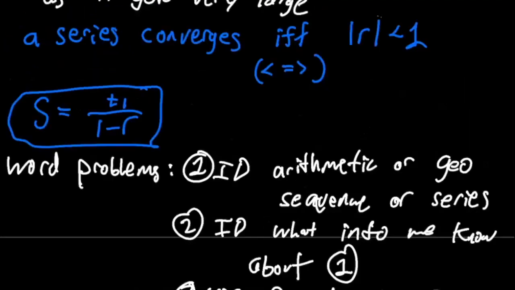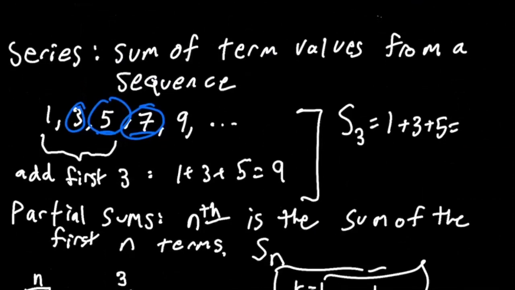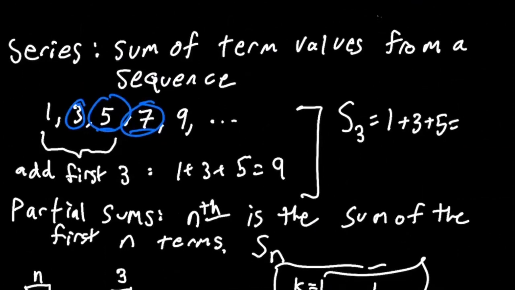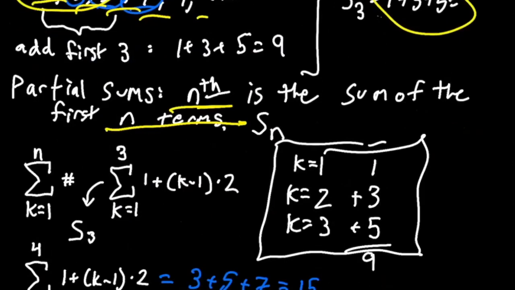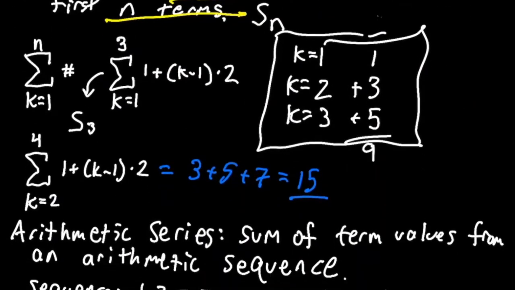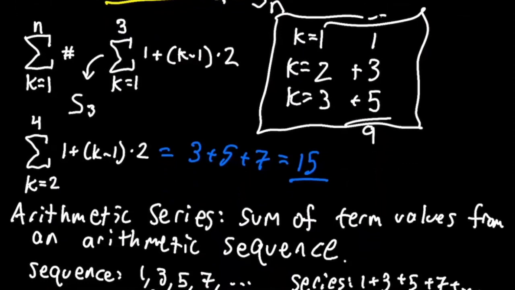Okay, so a quick recap of what we talked about today. Today we were looking at series. We said series are sums of term values from a sequence. So we take these term values and we end up adding them up. A partial sum is just a sum of the first n terms. So the third partial sum is the sum of the first 3 terms here. Looking down, we started to talk about sigma notation.